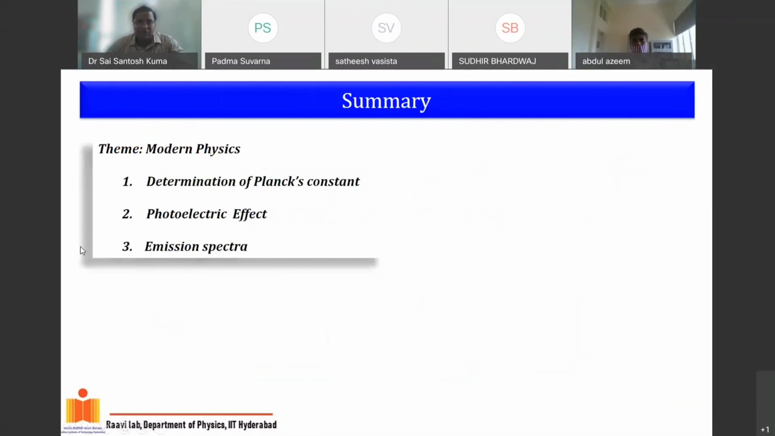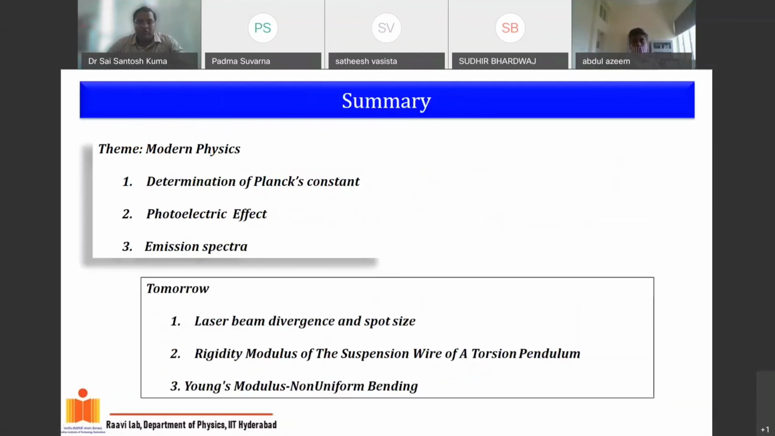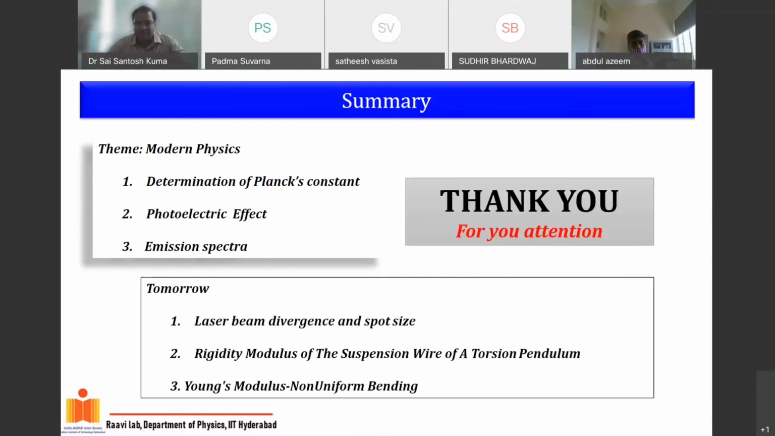To summarize whatever we tried till now, we have done 3 experiments. I have demonstrated 3 experiments under the theme of modern physics. Tomorrow I would take up these experiments: 1 in optics, laser beam divergence, and 2 on mechanics, rigidity modulus of suspension wire, and Young's modulus non-uniform bending. We are having some trouble in getting the flash of this working. In case I cannot complete by today, I will change something else. But these are the 3 experiments which I planned for tomorrow. I thank you for your attention, and in case there are some queries, I am happy to take them.